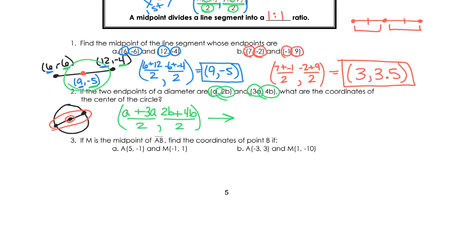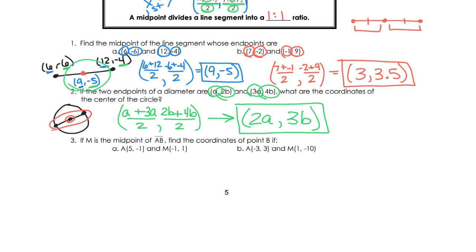A plus 3A is 4A. They're like terms, they go together. And 4A divided by 2 is 2A. Likewise, 2B plus 4B is 6B, and 6B divided by 2 is 3B. And there are the coordinates of the midpoint, aka the center of the circle.